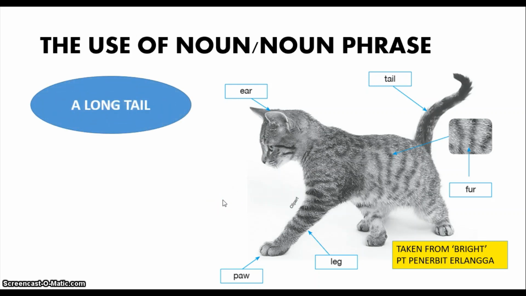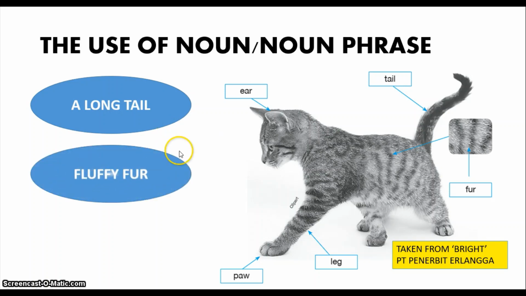And what about the noun phrase? To tell the detail of your cat, you need to tell how long the tail is, and you will use a noun phrase like, my cat has a long tail, for example. Another example: you want to tell about the fur of your pet cat. You will say, my cat has fluffy fur.